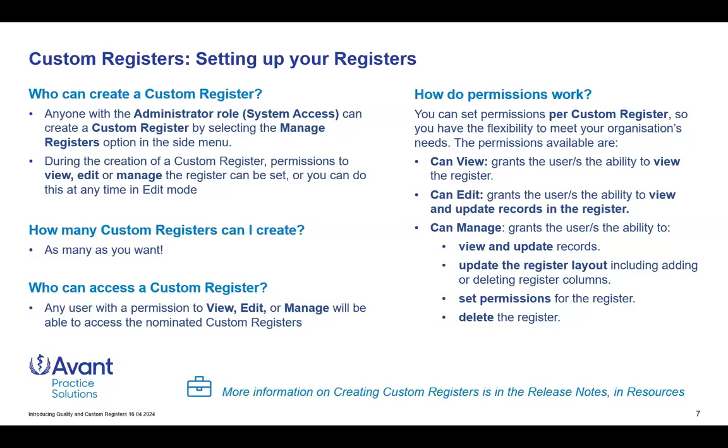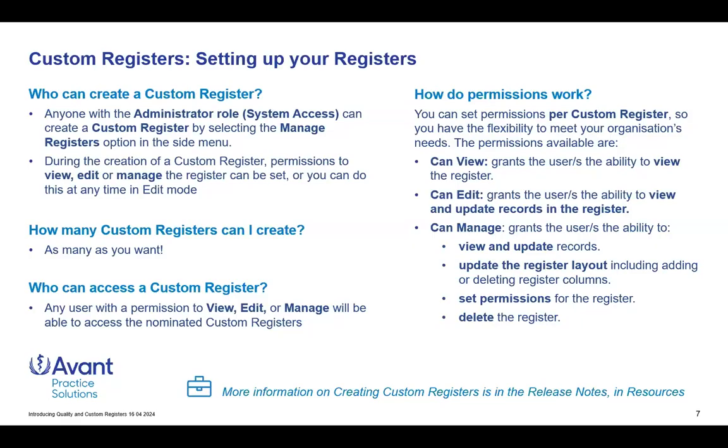View means that the user can actually log in and view the register and all the entries that are in the register. They can't make any changes to the register. Let me restart. Viewing is purely viewing. Editing is the ability for people to come in and actually update records in the register. So they can add entries and they can delete their entry if they've made a mistake.